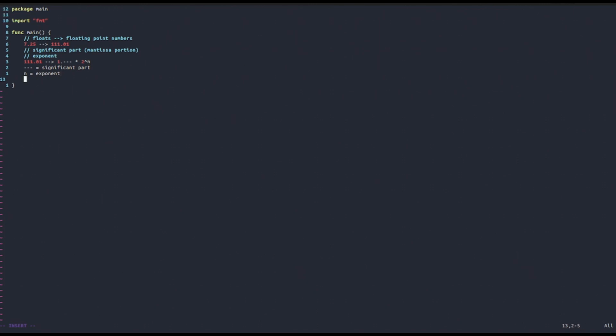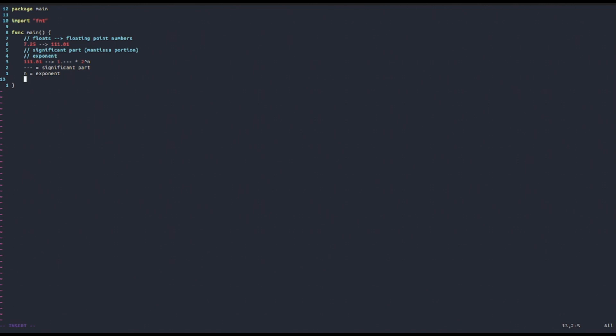In this case, our 7.25 would just be 1.1101 times 2 to the second power. Why? Well, because multiplying 1.1101 by 2 yields 11.101, and then multiplying it by 2 again yields 111.01, which is our original number. And so this is how the computer stores it into memory.